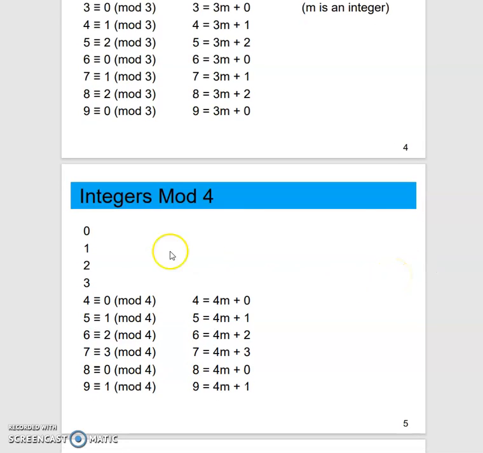Similarly, if we did the integers mod 4, now I've got 4 digits. Again, when we do these, one of the digits is going to be 0. So since it's mod 4, we won't actually see 4 there. 4 is congruent to 0.